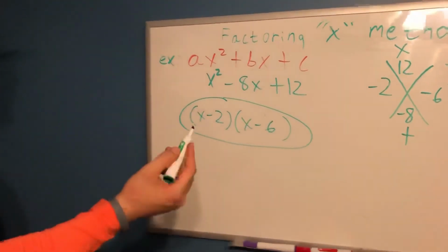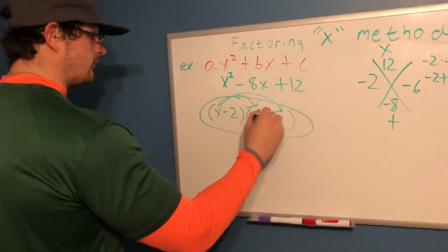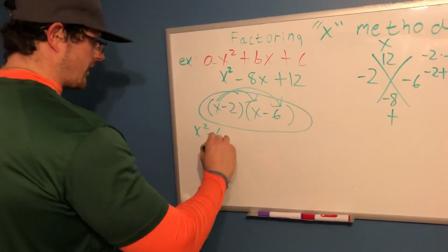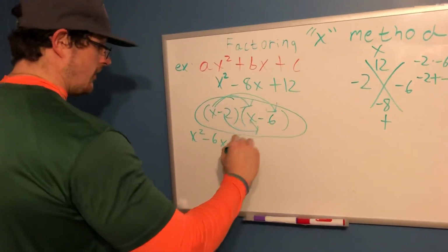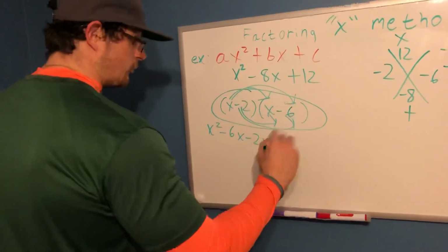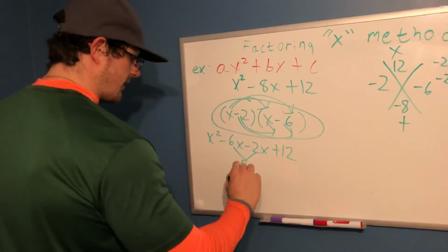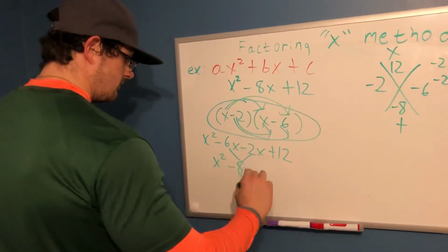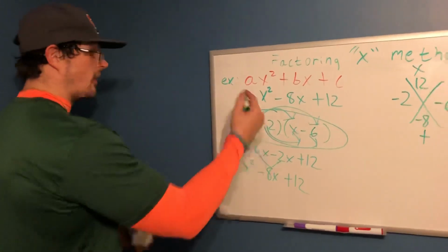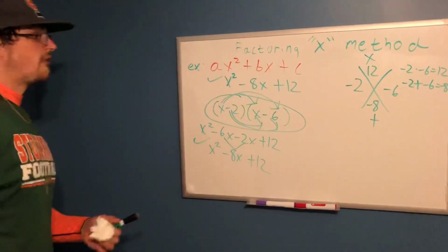Now, just to show you that I'm not just making this up, let's work this back out. x times x is x squared. x times negative 6 is negative 6x. Negative 2 times x is negative 2x. Negative 2 times negative 6 is positive 12. When we simplify, that's negative 8x. I'm back to what they gave me, so that checks out and I know it's correct. That's how you factor with the X method.